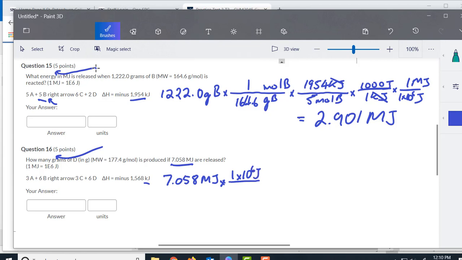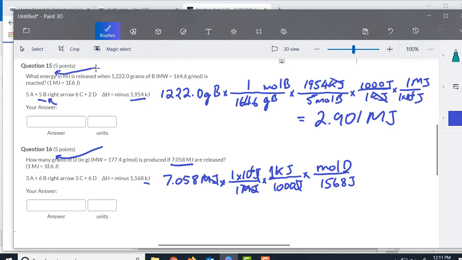So it's 1 times 10 to the 6 joules per 1 megajoule. You'll see the megajoules cancel here. And we need to convert that into kilojoules, so it's going to be 1 kilojoule over 1000 joules. And you see that'll cancel the joules, we'll have left the kilojoules. And now we have something we can work with. And we know that we're looking for the number of grams of D, which means we need the moles of D first. So it's going to be moles of D over 1568 kilojoules.